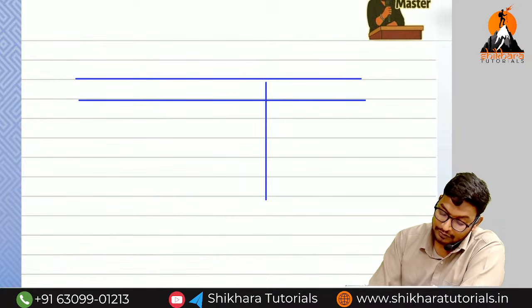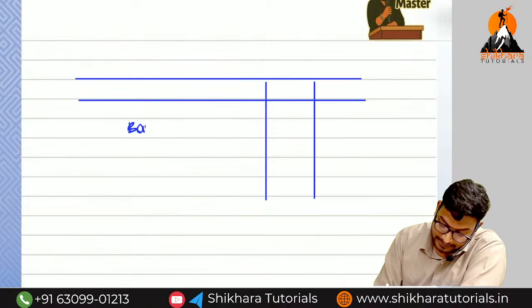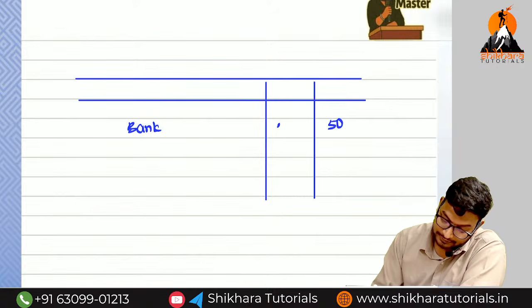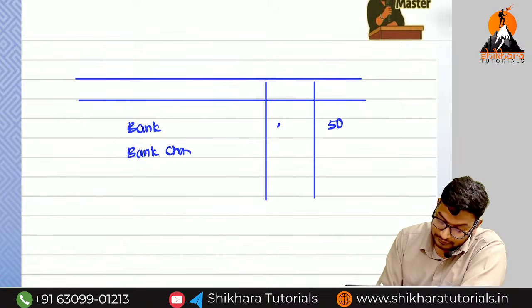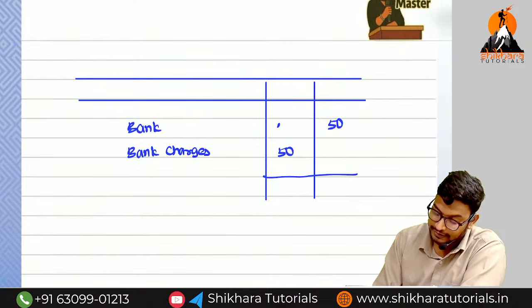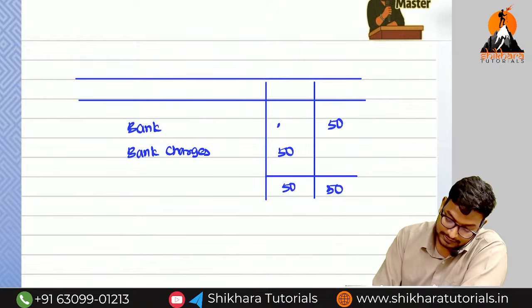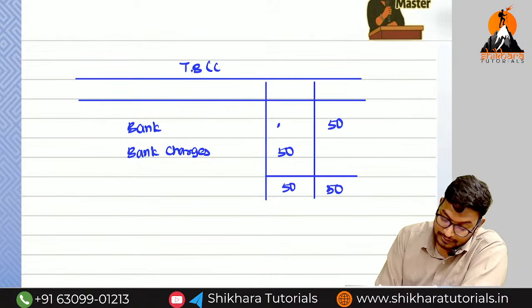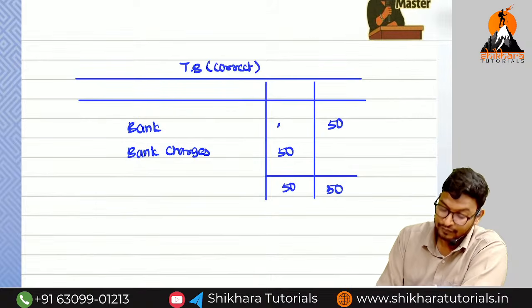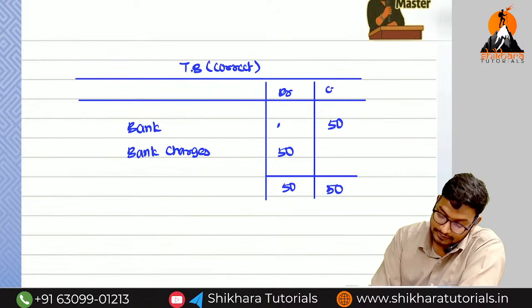Bank column we have recorded means which account? Bank account. Now in the bank account, the credit side is 50, and in the bank charges account, the debit side is 50. Now the trial balance also will be tallied. So this is a trial balance, the correct one. This is the DR and CR.